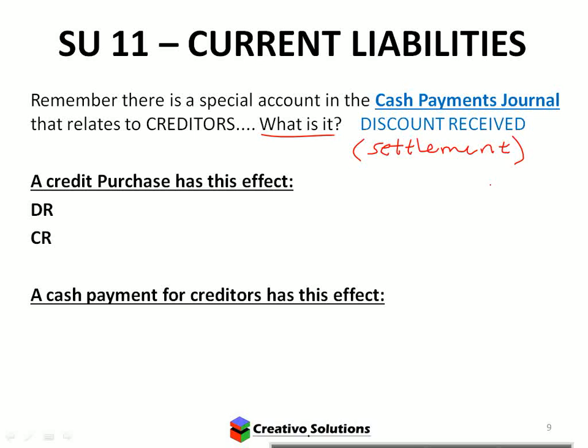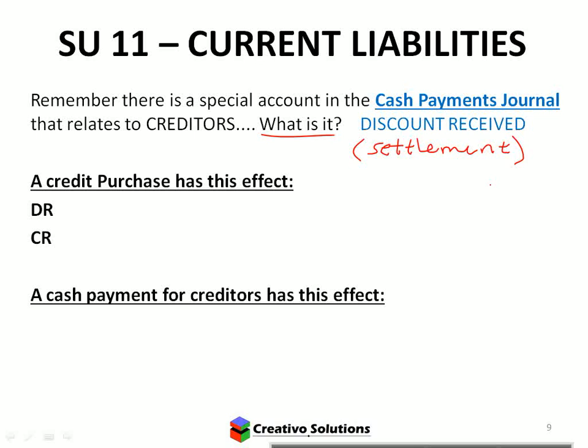Because the relationship is very specific. As soon as you see the word creditor, you should be thinking about credit purchase. As soon as you see the word debtor, you should be thinking about credit sale. And keep them separate. This set of notes is separate from the other set. They're separate for a reason. They're completely different. The one's a liability, the one's an asset. Now we look at the liability.